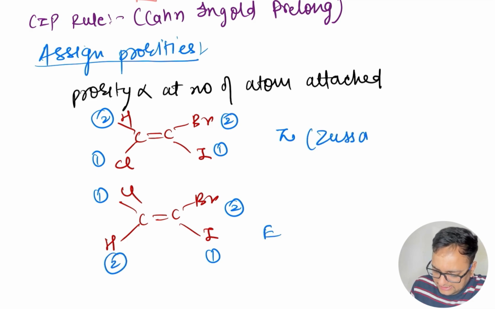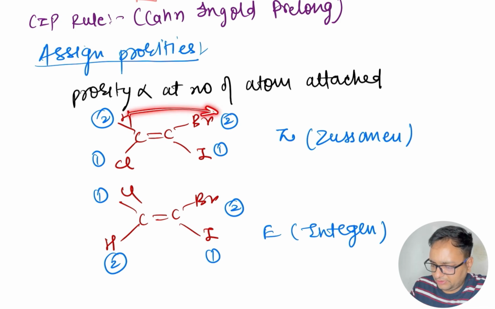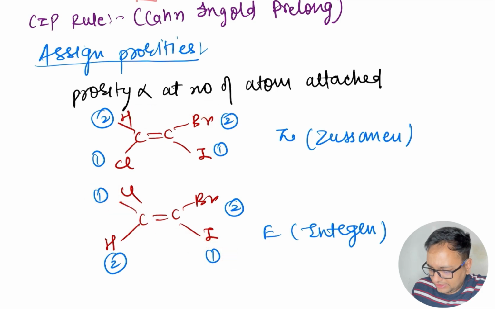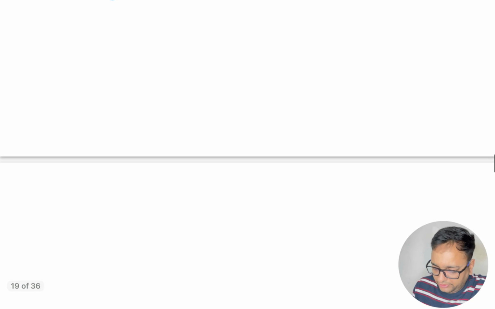So it is E. Z stands for Zusammen and E stands for Entgegen. That's just the name, Zusammen and Entgegen. We are not going into the meaning of this. Because these are on the same side, it is Z. These 1 and 1, or we can say 2 and 2, are on different sides, we call it E. And this was rule 1. So we are going according to the rules.